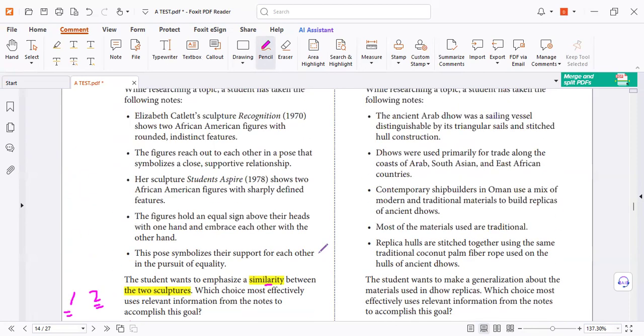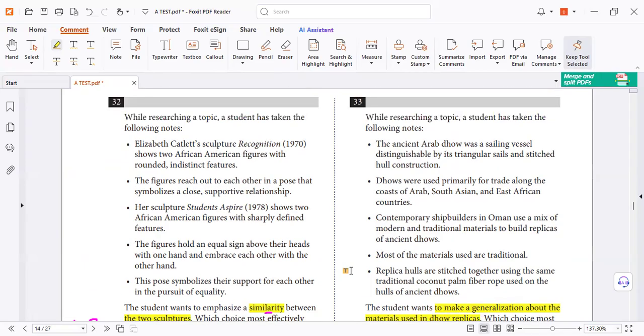Sometimes, and this is a stupid question, just like to make a generalization. So we need a general fact. Generalization, just like we need a fact about. This is hard because you don't expect it.